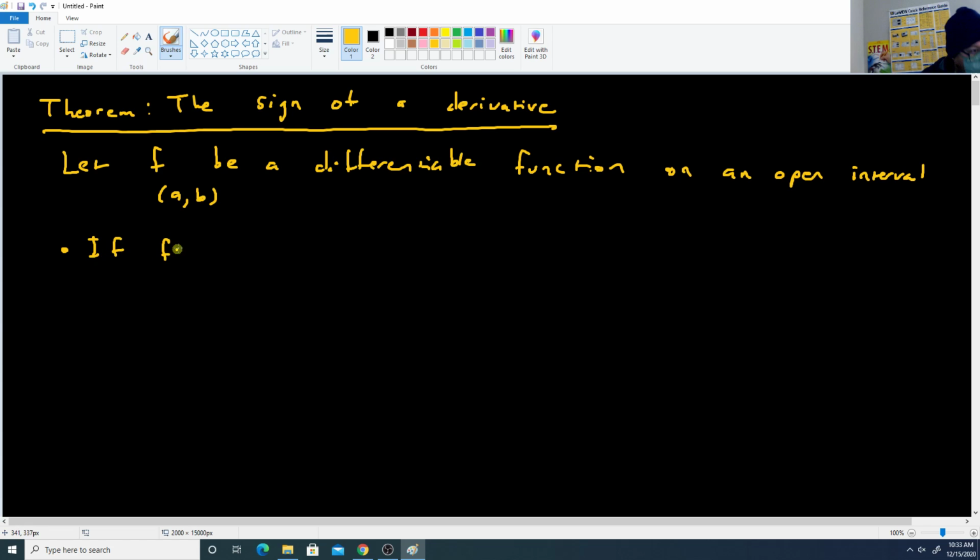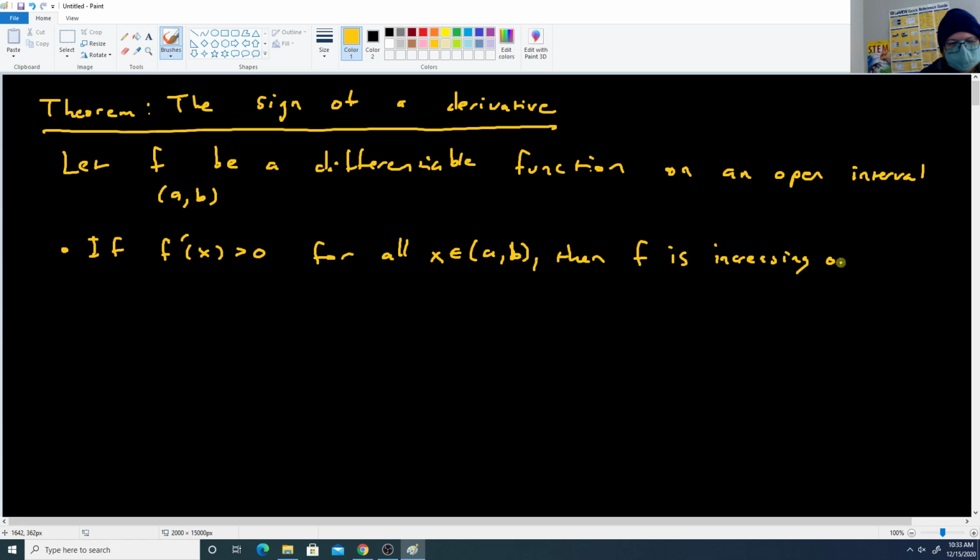If the first derivative is greater than 0, so if the first derivative is positive, for all x that are elements of the open interval a to b, so if the first derivative is positive for everyone in an open interval, then the base function, or the function it came from, is increasing on that interval. So if you have an interval from a to b, and the first derivative is positive, then the function you took the derivative of is increasing.